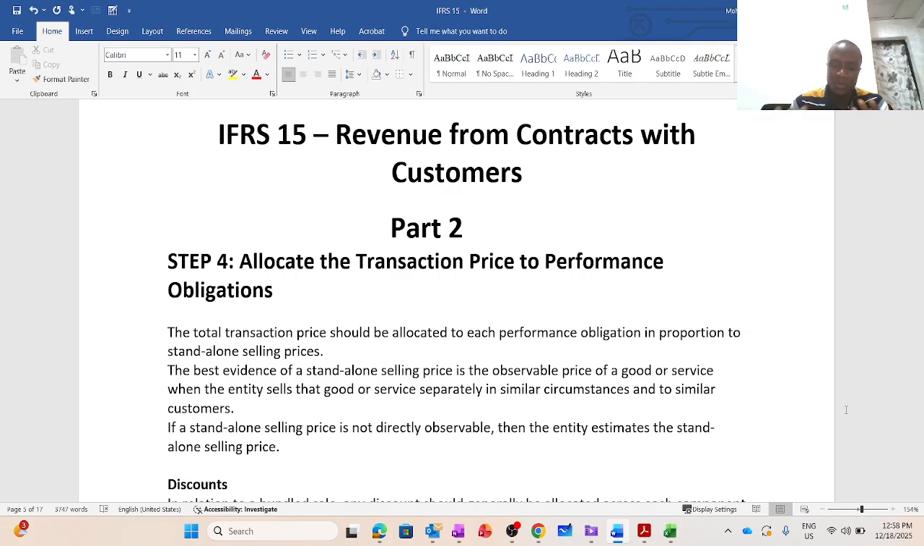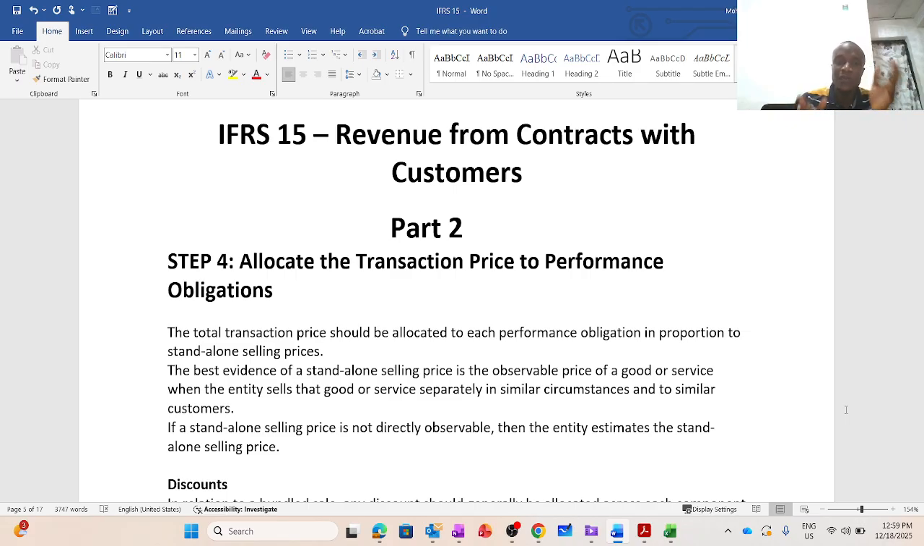When you're talking about standalone selling price, I mentioned according to IFRS 15, if the products or services are distinct, they are separate performance obligations, which means there should be a standalone selling price. The standalone selling price can be directly observable, or it cannot be directly observable, but there should be a standalone selling price. So now, what is standalone selling price?